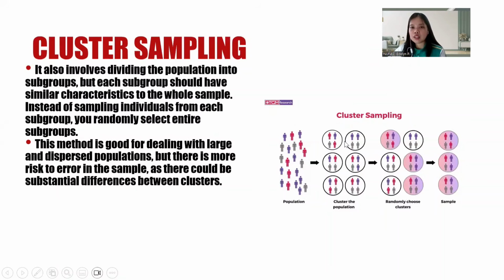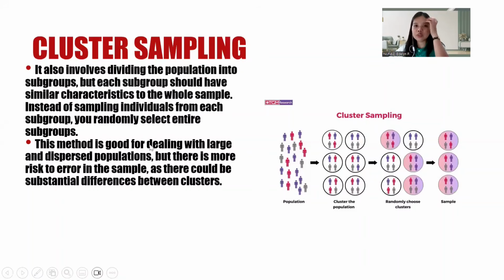So in stratified random sampling, we take individuals from each group. But here, the whole group will be part of the sample, but some of the groups are not part of the sample. So that's the difference between stratified and cluster sampling.